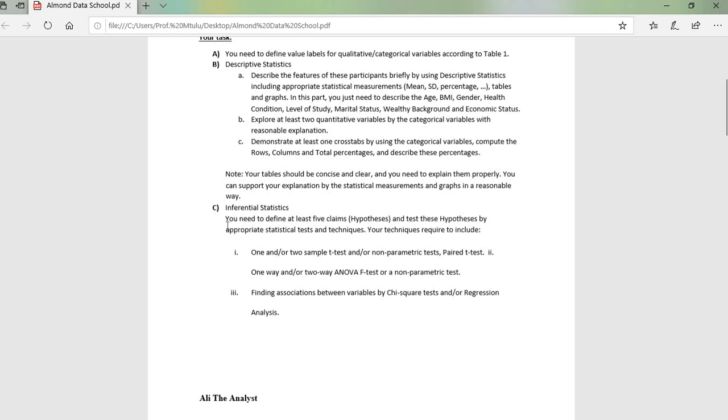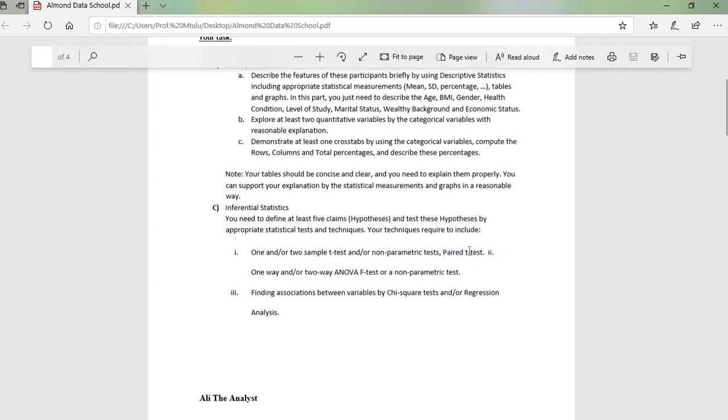Now from the inferential analysis, we are told that you need to define at least 5 claims, meaning you'll have 5 claims to test. Those are hypotheses, and you test these hypotheses by appropriate statistical tests and techniques. So you are required to include some of these tests that are mentioned here, such as the 1 and 2 sample t-test, because we did this, as well as the paired sample t-test. Quite interesting. Again, we have to find an association, maybe using chi-square test and regression analysis.